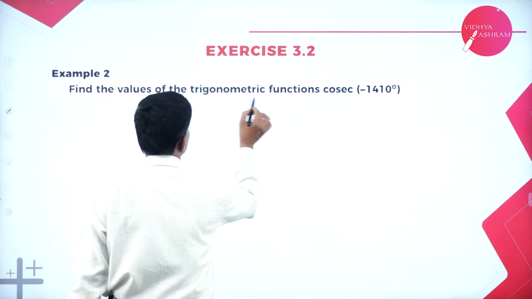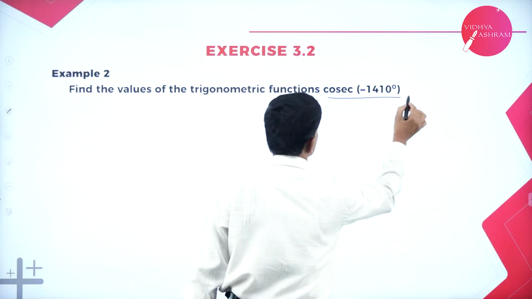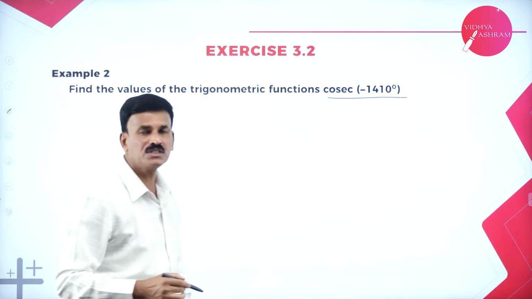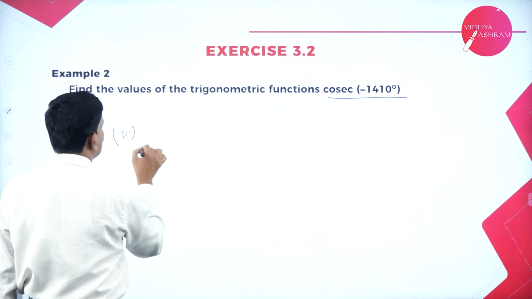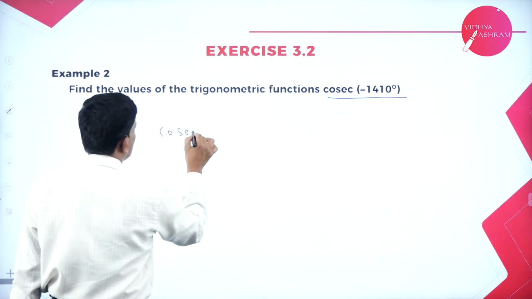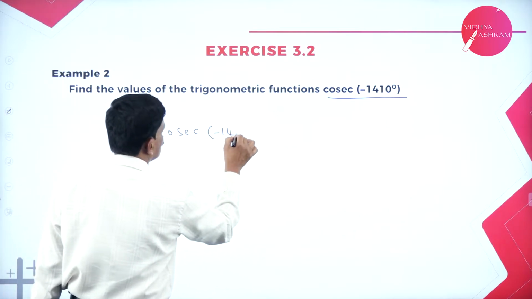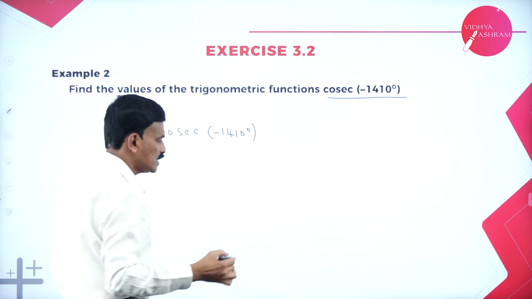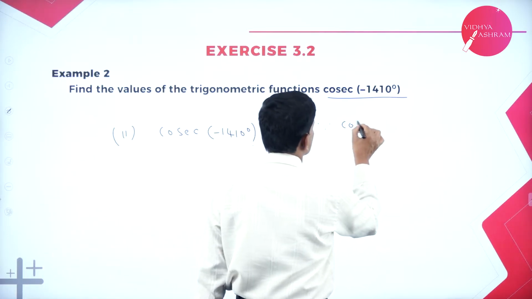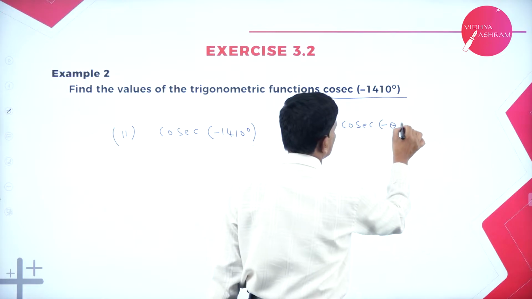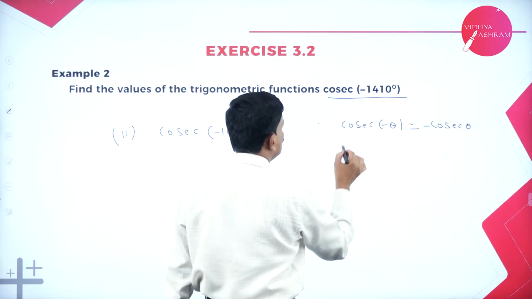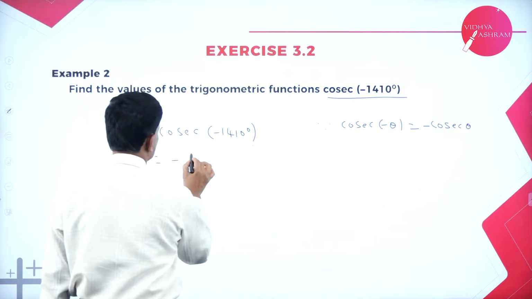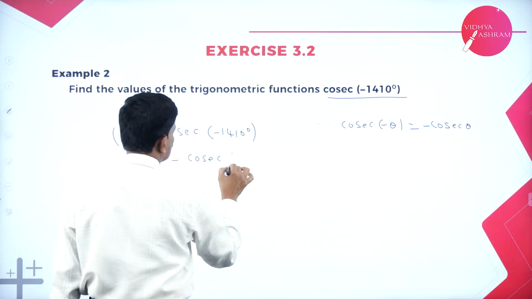Find the value of the trigonometric function cosecant of minus 1410 degrees. Now, here what is the problem given? Cosecant of minus 1410 degrees. Since cosecant of minus theta is equal to minus cosecant theta, this can be written as, you can take minus out, minus cosecant of 1410 degrees.